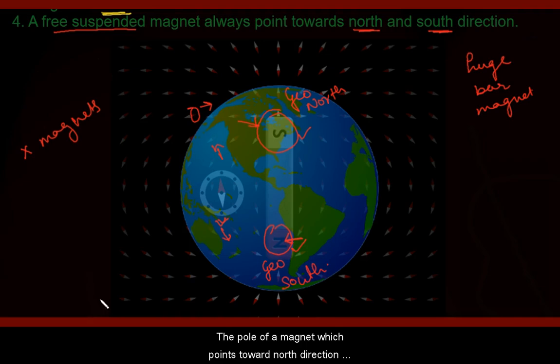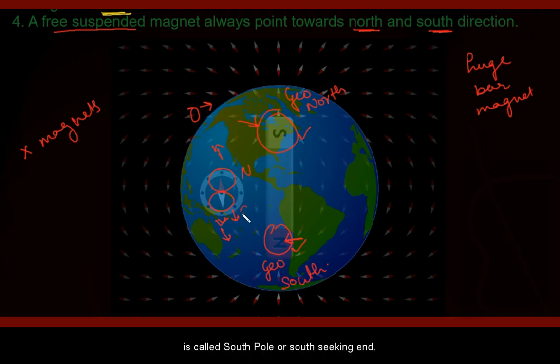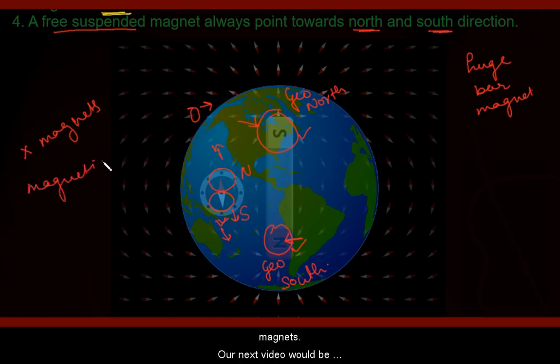The pole of a magnet which points towards the north direction is called north pole or north-seeking end. And the pole of a magnet which points towards the south direction is called south pole or south-seeking end. So, in this video you learned about magnetism, magnets and properties of magnets. Our next video would be about magnetic fields.